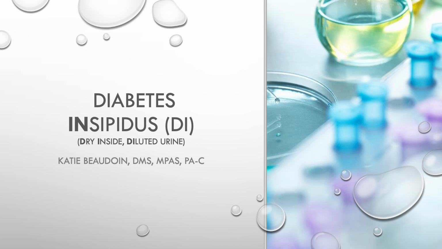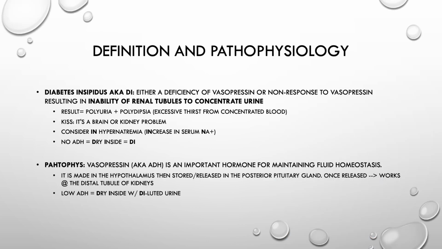Okay, we are dry inside. Okay, we have diluted urine. Okay, we'll make that a theme throughout the presentation. So, as a general overview, diabetes insipidus, weird name, I know, we often refer to as just DI. This is either a deficiency of vasopressin from our brain or a non-response of our kidneys to the release of vasopressin. So this results in the inability of our renal tubules to concentrate our urine.